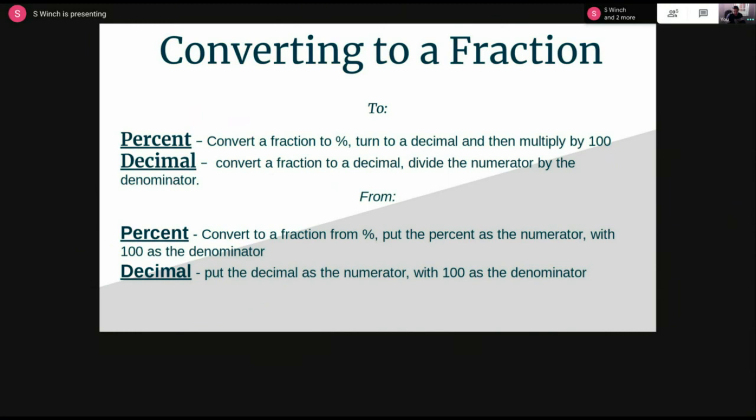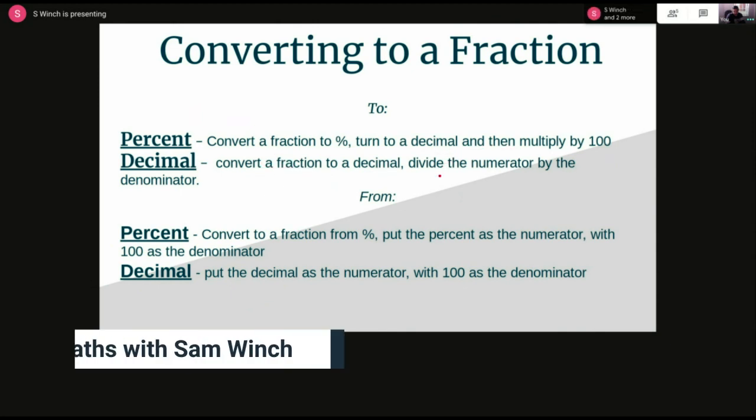If you had 7 over 10, of course, the line in the middle of a fraction means divide. So we do 7 divided by 10 and then multiply it by 100. When it's converted to a decimal, you just divide the numerator by the denominator. So divide top by bottom.